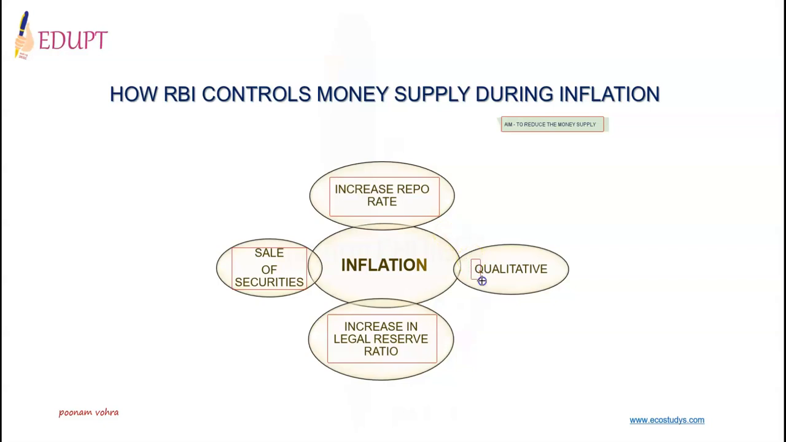Similarly, the central bank may adopt qualitative measures, that is, may increase the margin requirement, may provide moral suasion in order to reduce the credit, or may adopt selective credit control measures to provide credit only to the priority areas. So, by adopting various measures, money supply gets reduced and inflation gets controlled.